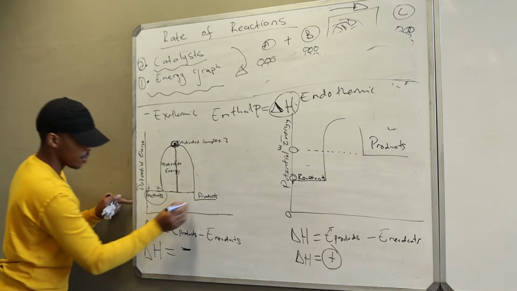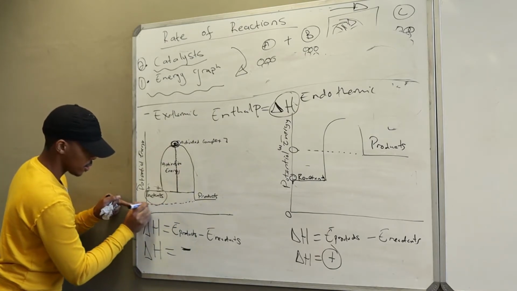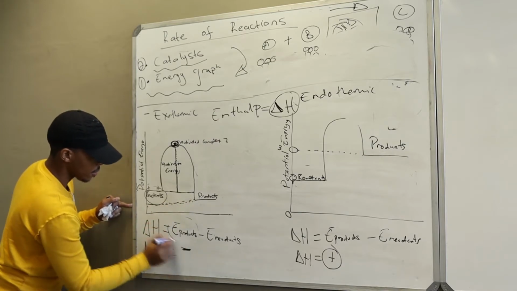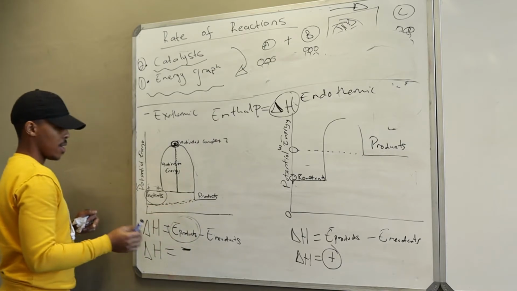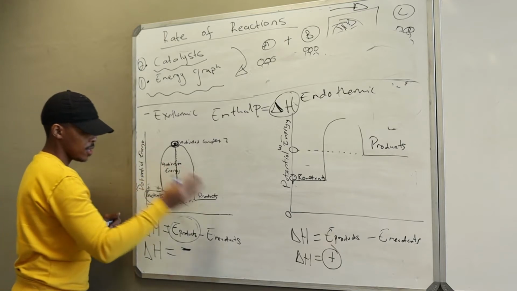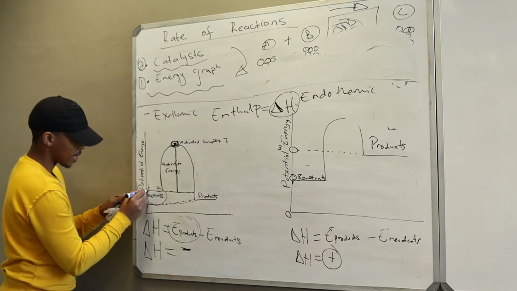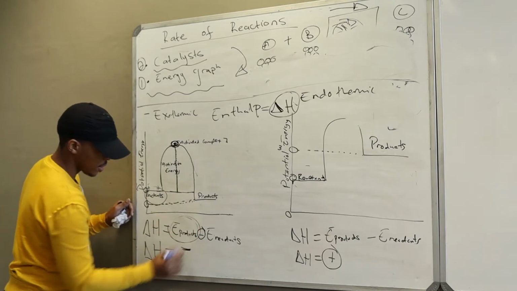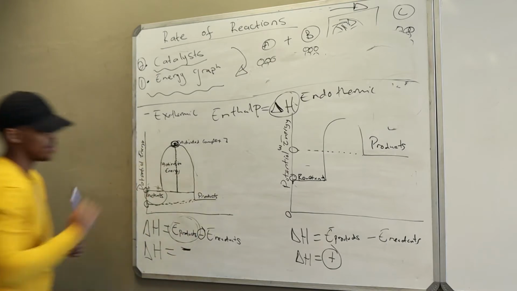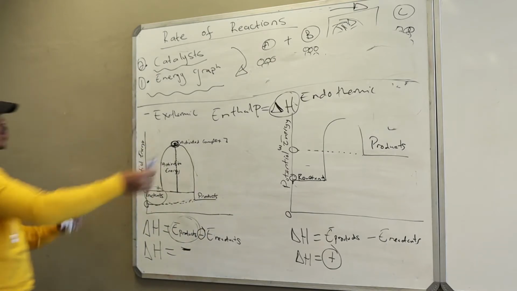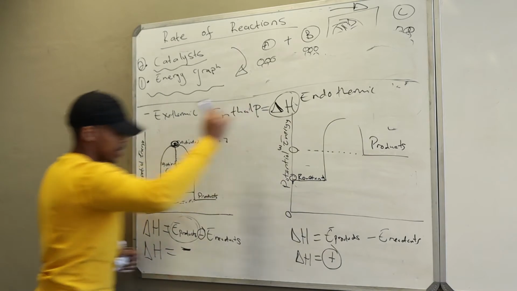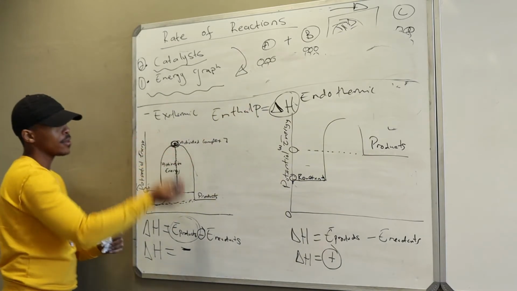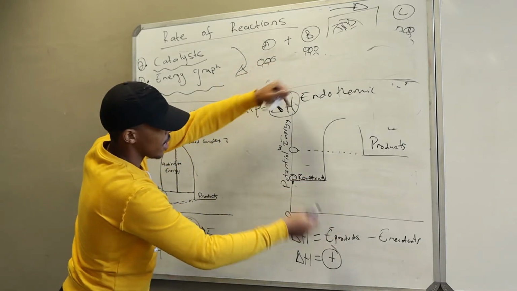Here, you get a negative answer because the products there, okay, have a lower energy than the reactants. So the reactants have a higher energy, and they are the ones with the negative sign, so enthalpy is going to be negative there. So that's how we distinguish between an exothermic and an endothermic reaction. Enthalpy for an exothermic reaction is negative, and for an endothermic reaction is positive.